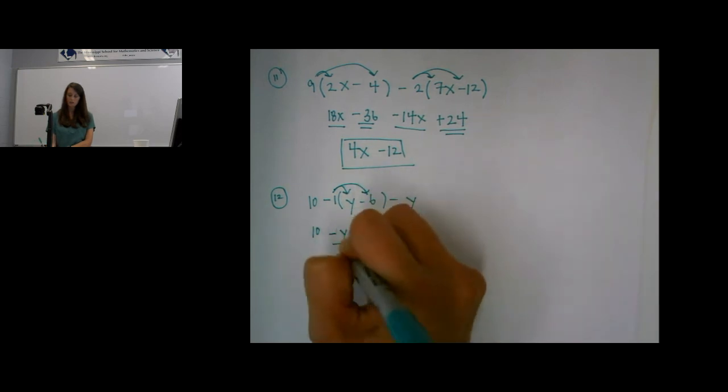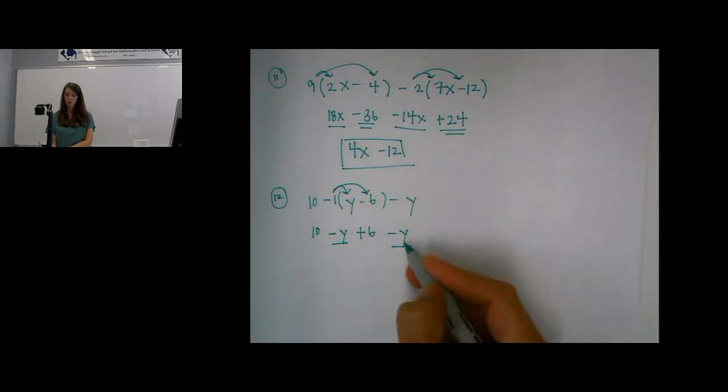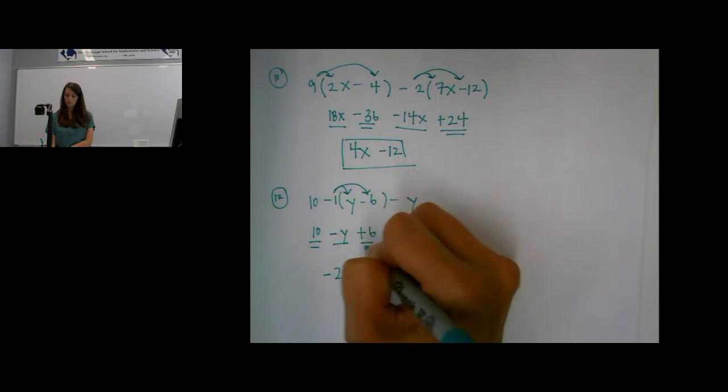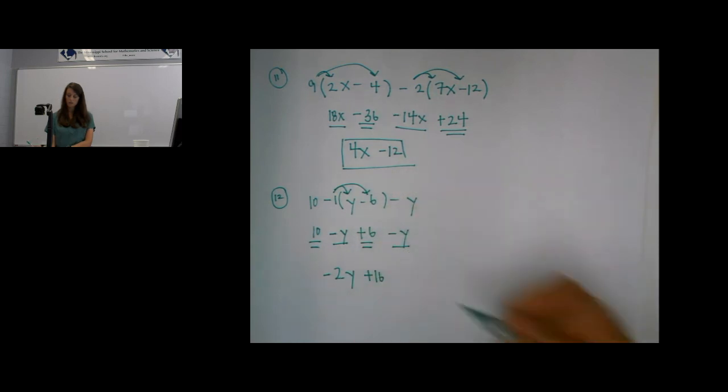Okay, now I'm going to combine my like terms. So negative y minus a y is a negative 2y. 10 plus a 6 is going to be a 16.